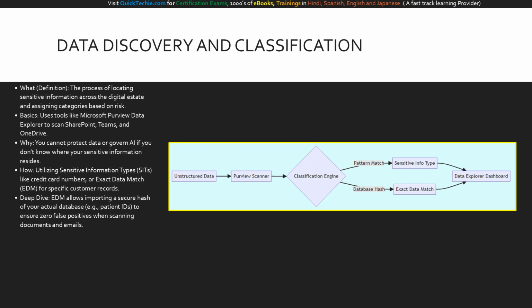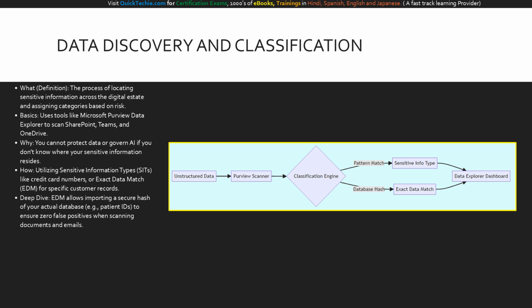You simply cannot protect what you cannot see. That is why data discovery and classification is our foundational step. Before we worry about Copilot, we have to scan our environment: SharePoint, OneDrive, Exchange to find the sensitive data. We do this using Microsoft Purview Data Explorer. We look for predefined sensitive information types, like credit card numbers or social security numbers.